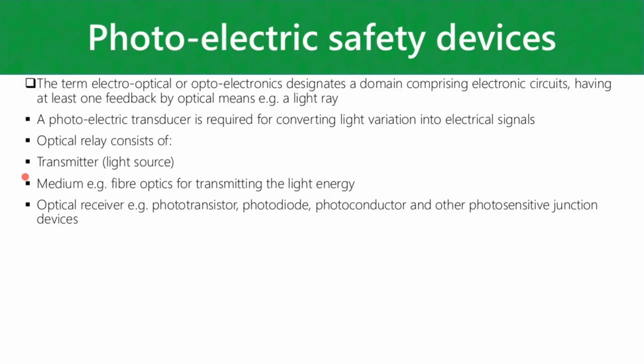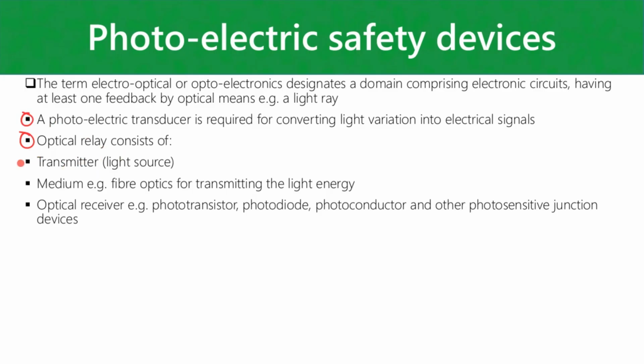Before we go on, I also want to show you something, but let's just finish up this slide. What we usually build is what we call an optical relay. It makes use of some form of light variation to get an electrical signal. That's usually done through a photoelectric transducer, and we've already looked at what transducers are.